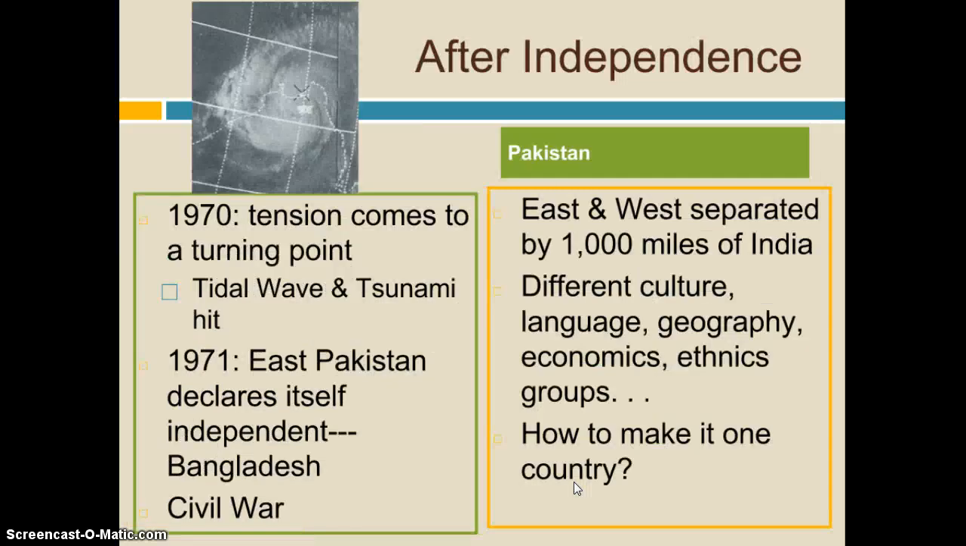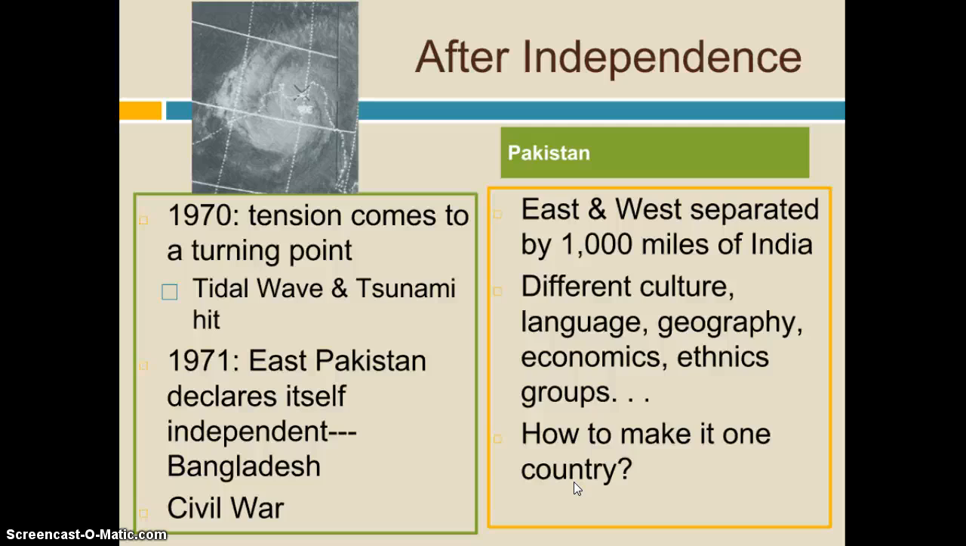Okay, so, in case you're wondering, Pakistan, I think you're saying to yourself, hey, there's no West Pakistan. That's true. So there's tension between East and West Pakistan, right? It's separated by 1,000 miles of India. There's a different culture. While they're both Muslims, they have a different language, different culture, different geography, different ethnic groups. So how do you make one country when it's split up between 1,000 miles of India?